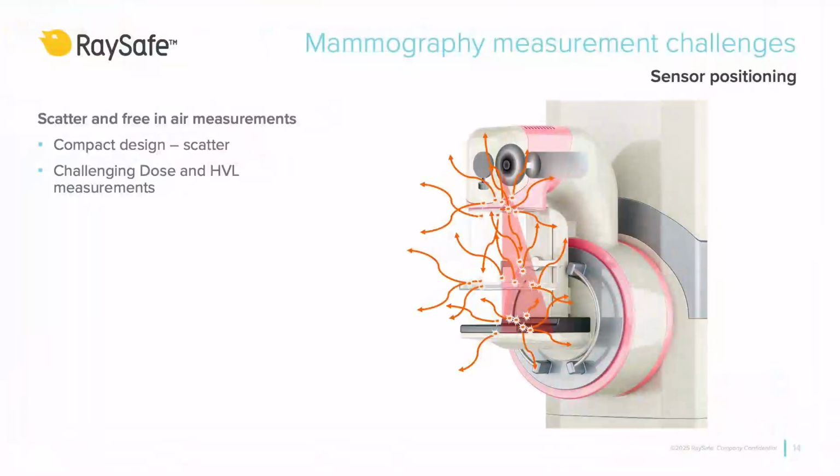The compact geometry of machines is also a challenge to handle. A lot of scattered radiation is created during a mammography exposure. Scatter comes from the collimator, the compression plate, from the image receiver, and so on. All this scattered radiation makes it harder to perform accurate dose and HVL measurements. And under these circumstances, traditional ion chambers may struggle quite a bit.